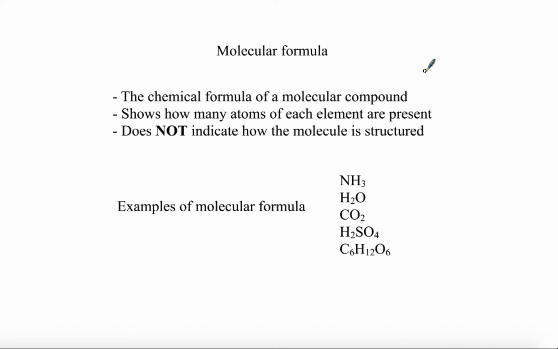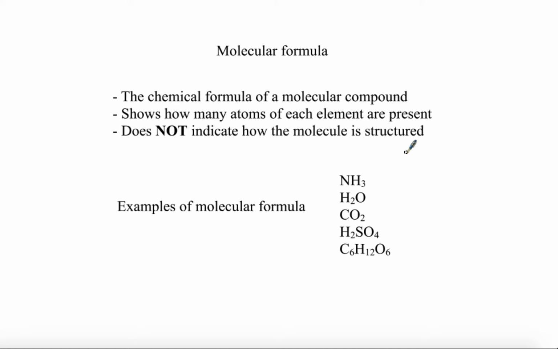So our molecular formula is essentially the formula for a molecule. Much like the ionic compound, it just gives you how many atoms of each element are going to be present. One thing here, it does not actually tell you how the molecule is structured. Okay, so in the formula, you'll know how many elements and how many atoms there are, but you have no idea how these things are connected.